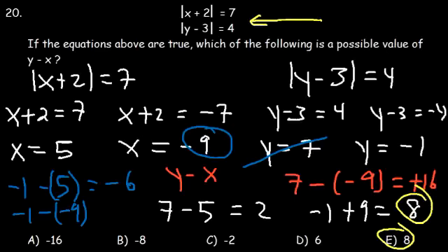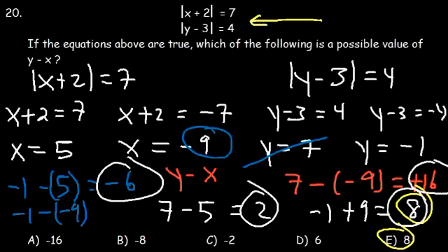So as you can see, there are 4 possible values: negative 6, 2, positive 16, and 8. But only 8 was listed as one of our answer choices. So therefore 8 is the answer that we're looking for. So E is the right answer.